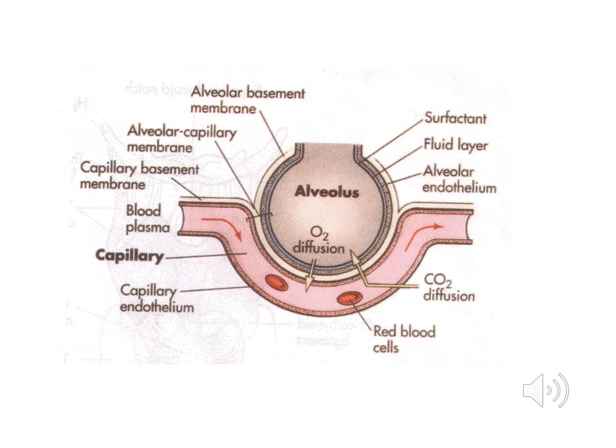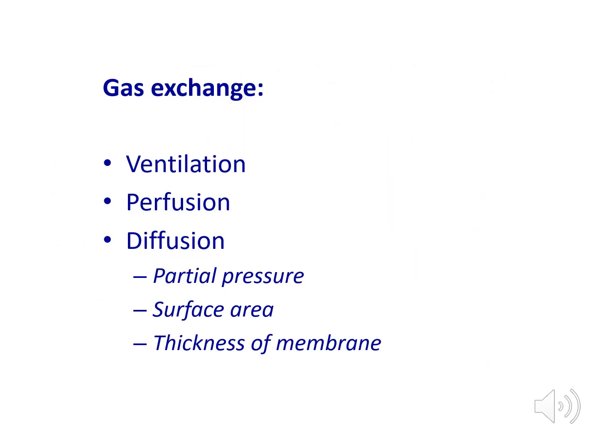Does that make sense? Okay, so there are actually three things that affect how much gas is going to diffuse across that alveolar capillary membrane. Those three things are the partial pressure of the gases, the surface area that's available for gas exchange to take place across, and the thickness of that alveolar capillary membrane. Okay, let's talk about each of those three, starting with partial pressure.